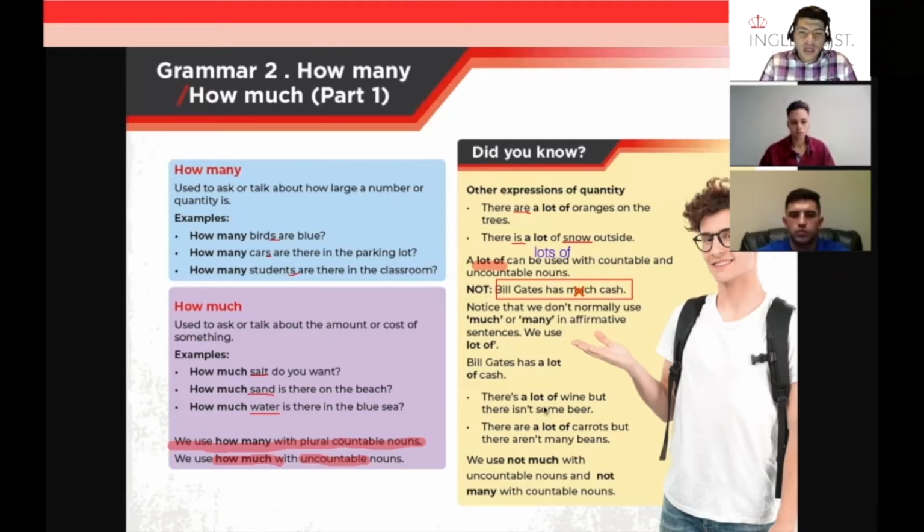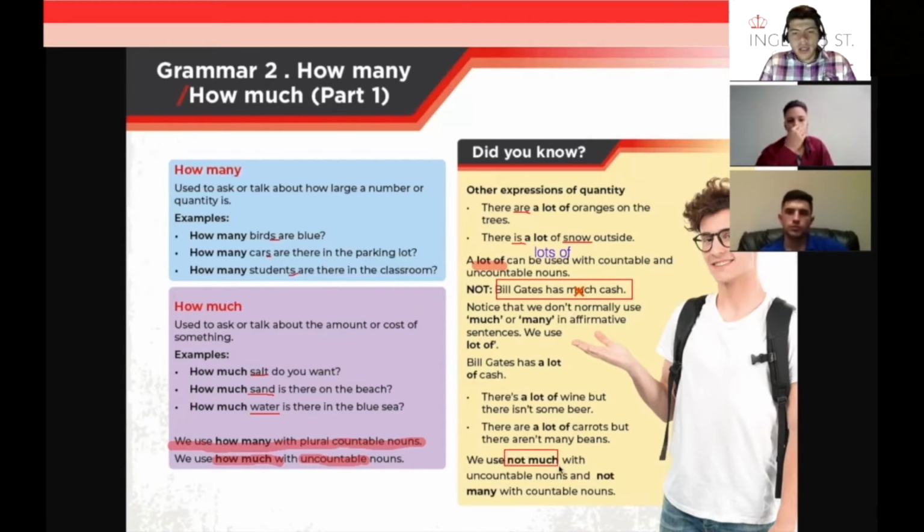There is a lot of wine, but there isn't any beer. There are a lot of carrots, but there aren't many beers. We use not much with uncountable nouns and not many with countable nouns. Ok, esta es otra expresión. Y bueno, se tiene que respetar de la misma forma.